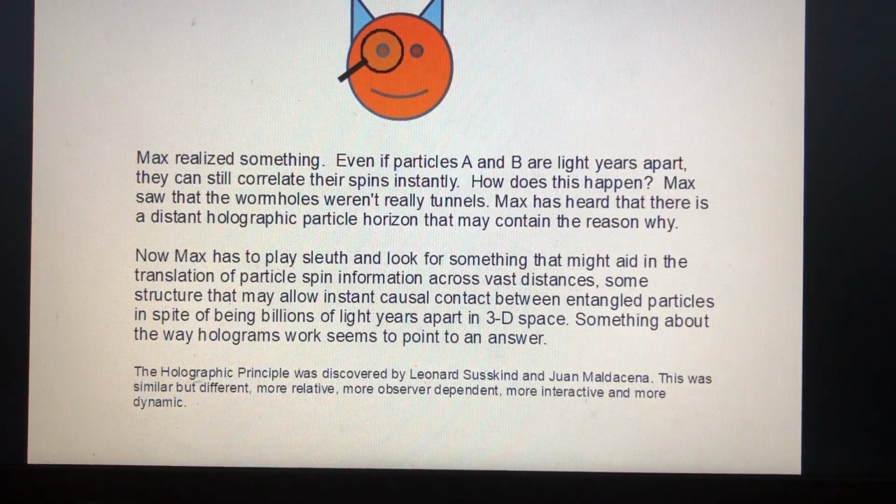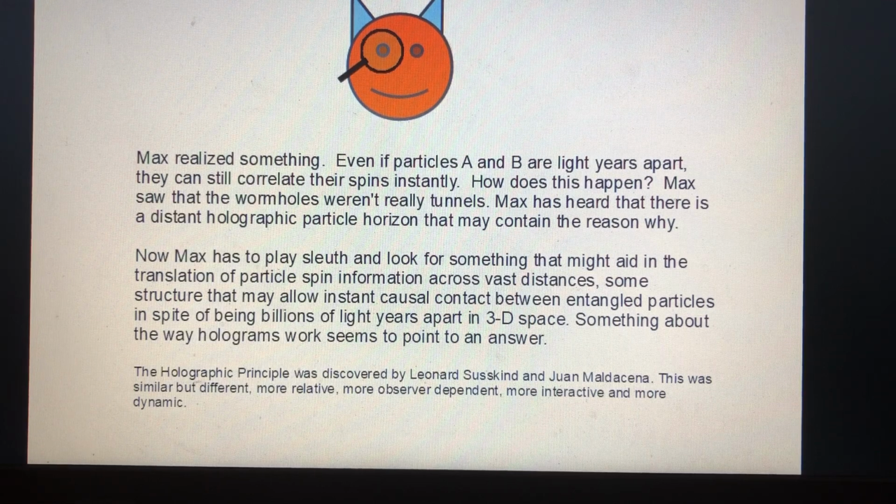Max realized something. Even if particles A and B are light years apart, they can still correlate their spins instantly. How does this happen? Max saw that the wormholes weren't really tunnels. Max has heard that there is a distant holographic particle horizon that may contain the reason why.